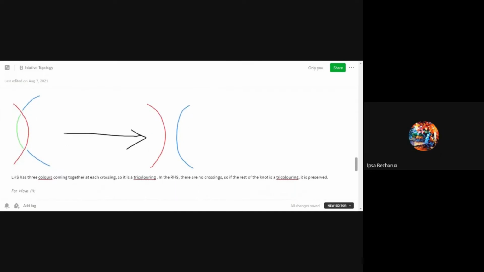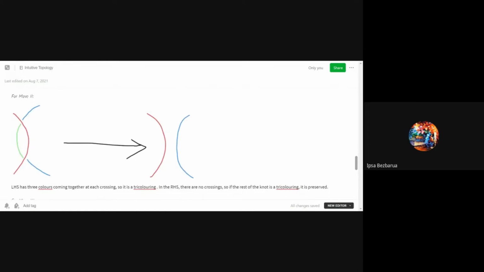Next, I check for move 2, and I think this is the only critical move that we need to check because the others are kind of trivial. In move 2, I start off with the LHS, and I have a tricoloring here. At each crossing, I can see that the 3 strands are in 3 different colors. So it's a tricoloring. When I open this thing up via move 2, I see that I have 2 strands and they're in 2 different colors, but they're not crossing over.